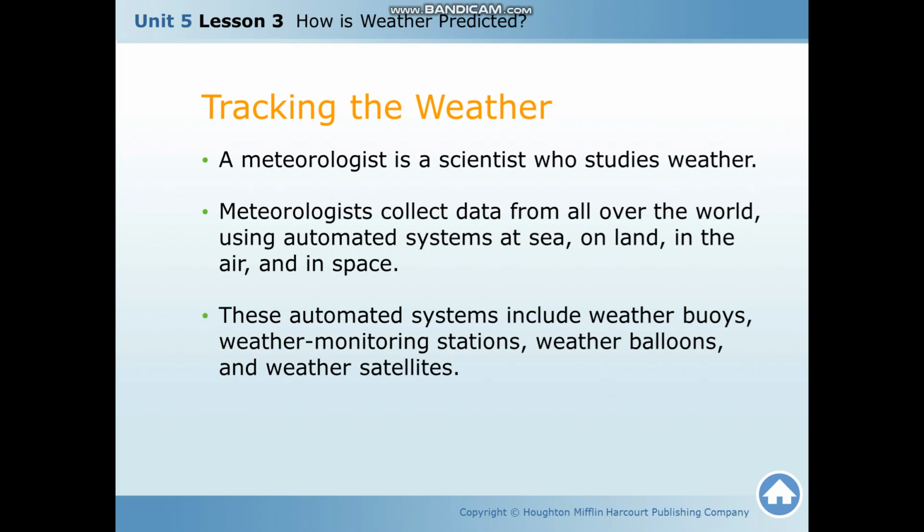So now, what do they use in order to collect those data? They use the following: weather buoys. In some countries like America, they pronounce it as "boo-ees." And then weather monitoring stations, weather balloons, and weather satellites. So those are the instruments that they use in order to gather or to collect data from all over the world about the weather.